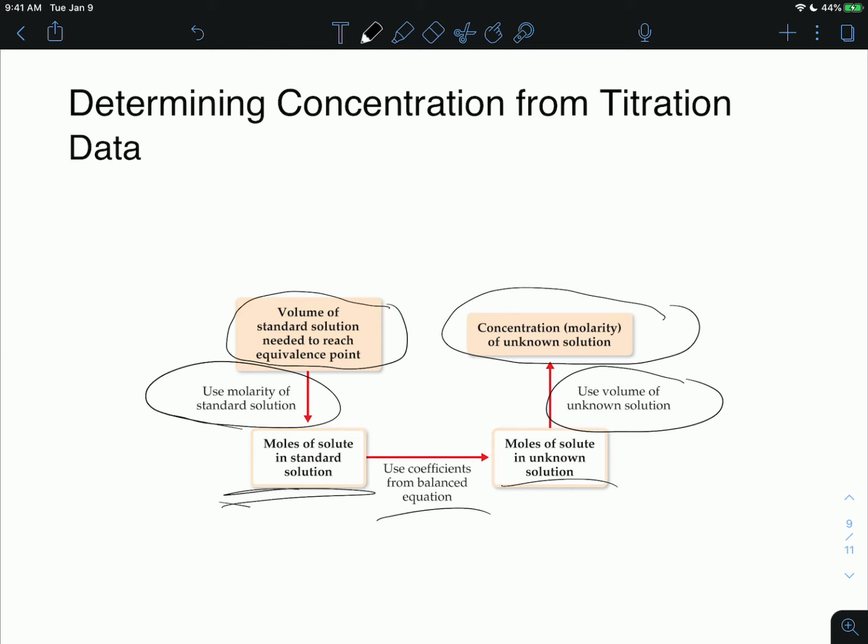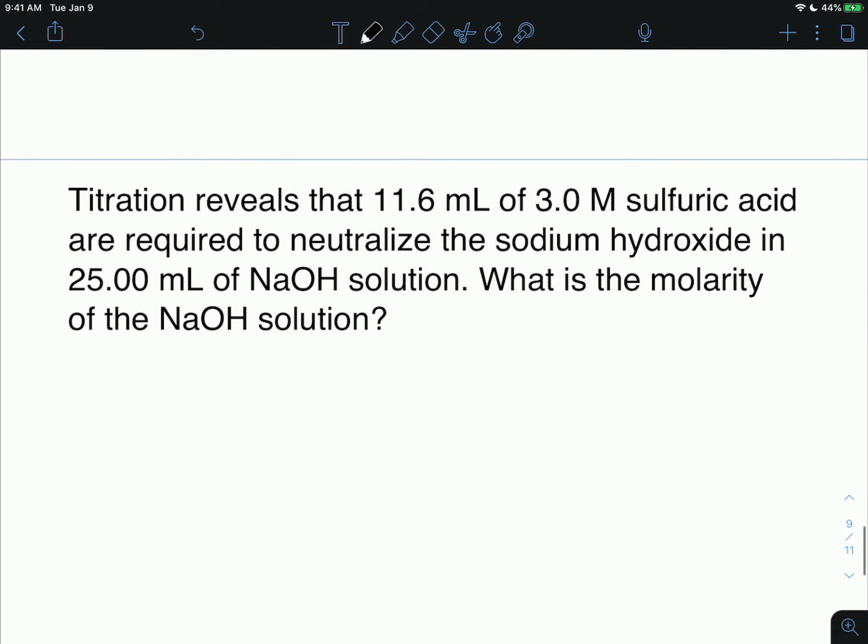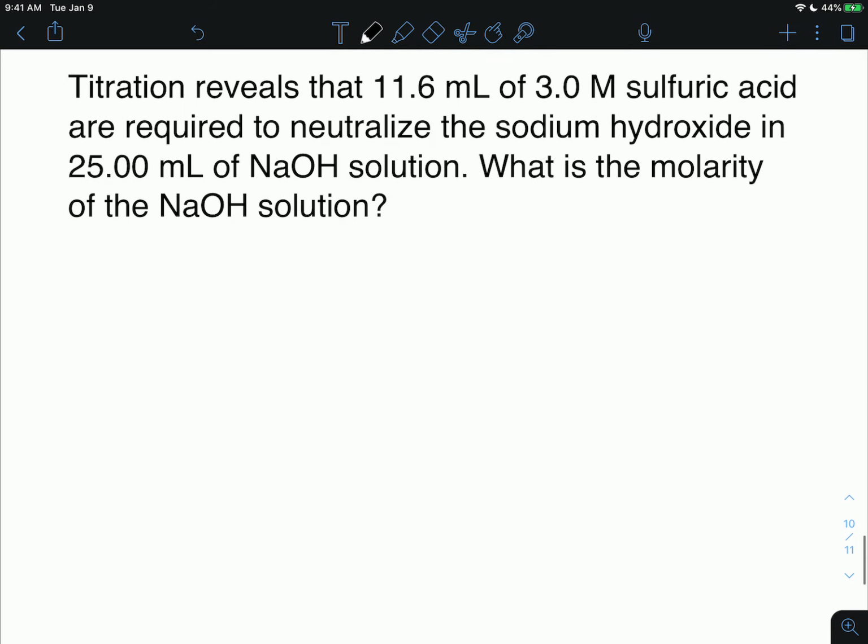Now, keep in mind, with a monobasic base and a monoprotic acid, this is how it's going to behave. It's going to be very simple. But once we go into diprotic acids or dibasic bases, it becomes much more complicated because you have to take into account that these are no longer one-to-one mole ratios. So let's try a diprotic acid so I can show you exactly what I mean.